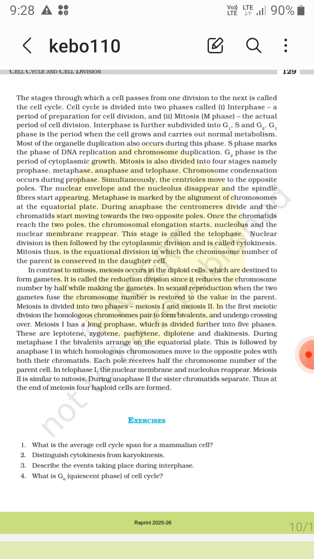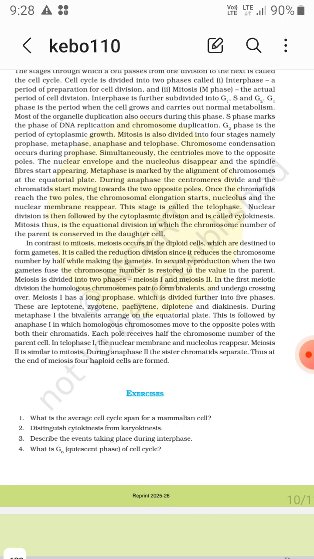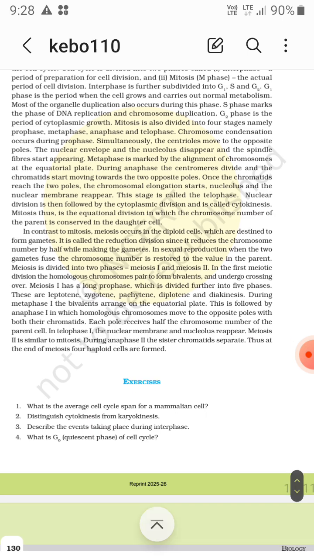The G1 phase is the period when the cell grows and carries out normal metabolism. Most of the organelle duplication also occurs during this phase. The S phase, that is the synthesis phase, marks the phase of DNA replication and chromosome duplication. And the G2 phase is the period of cytoplasmic growth.